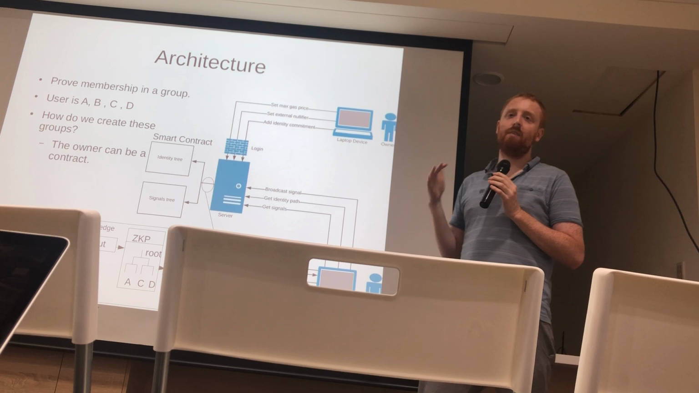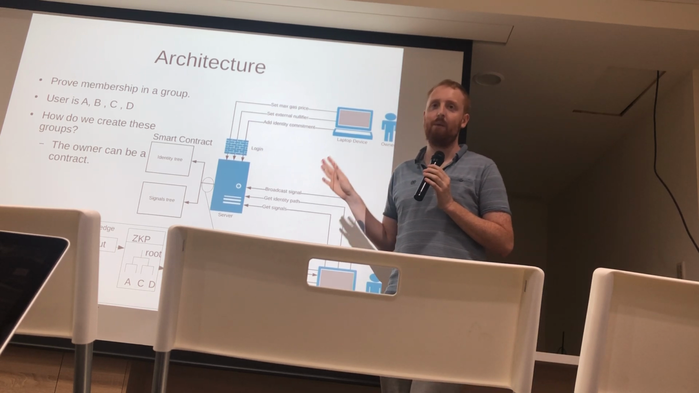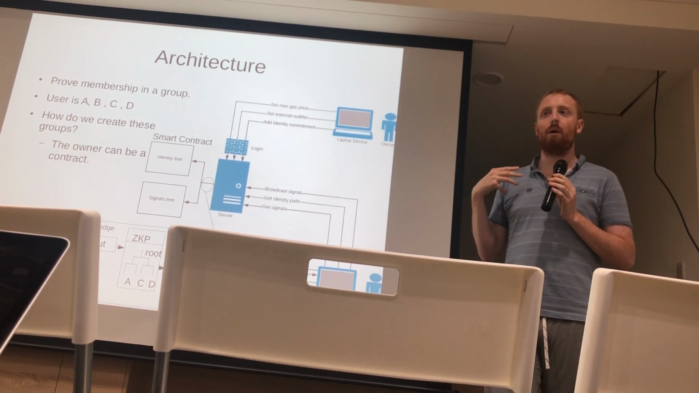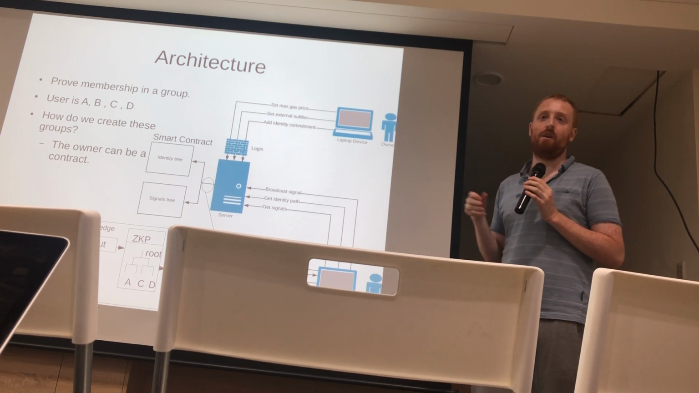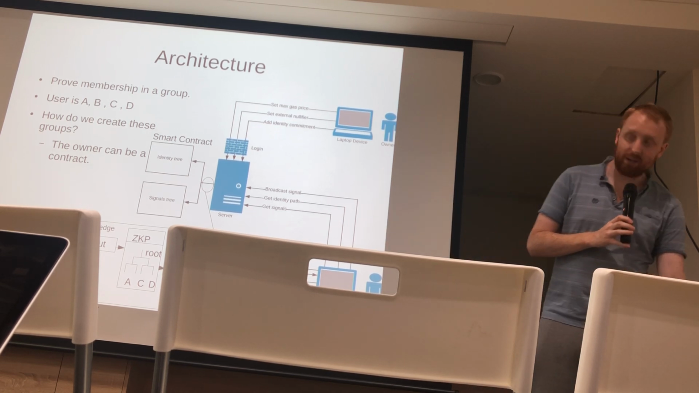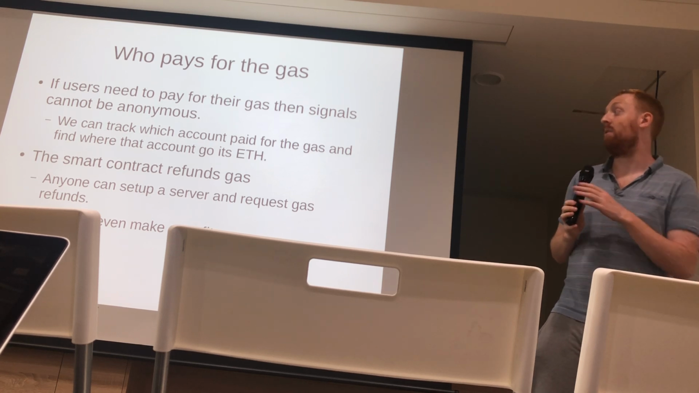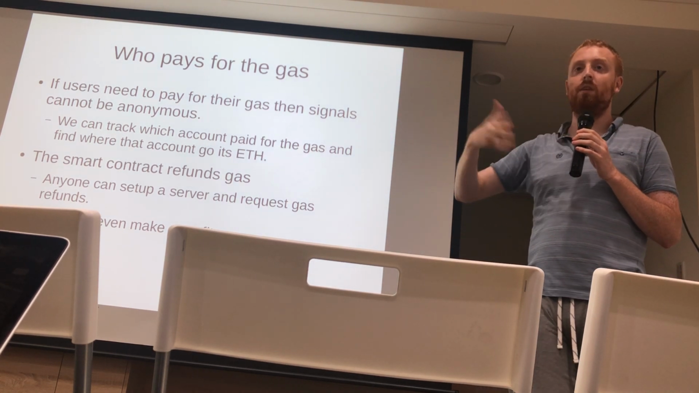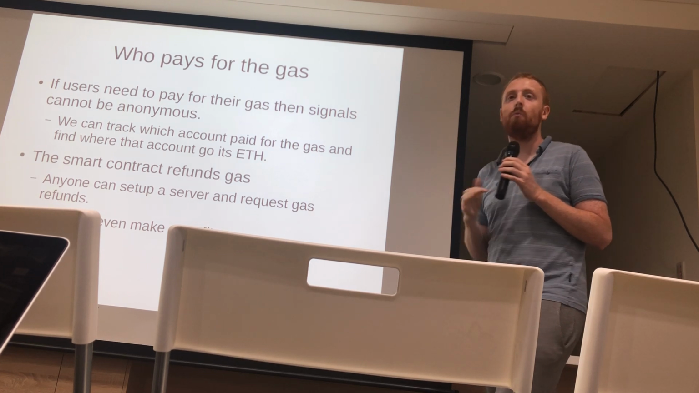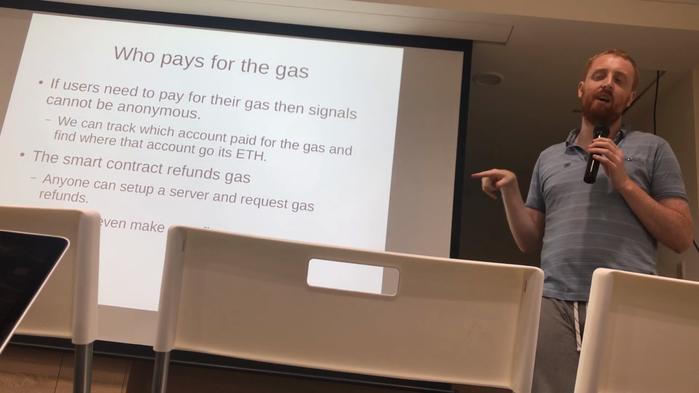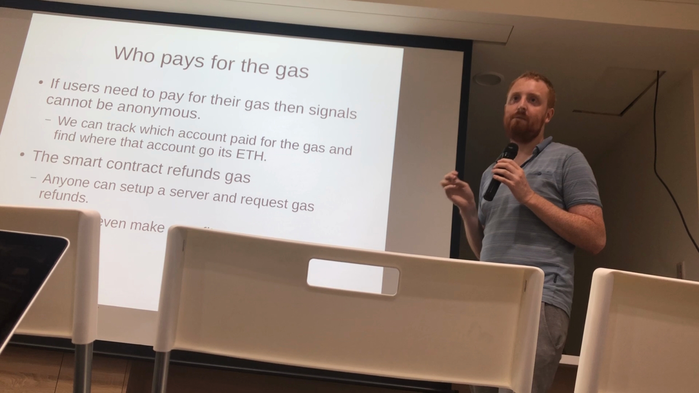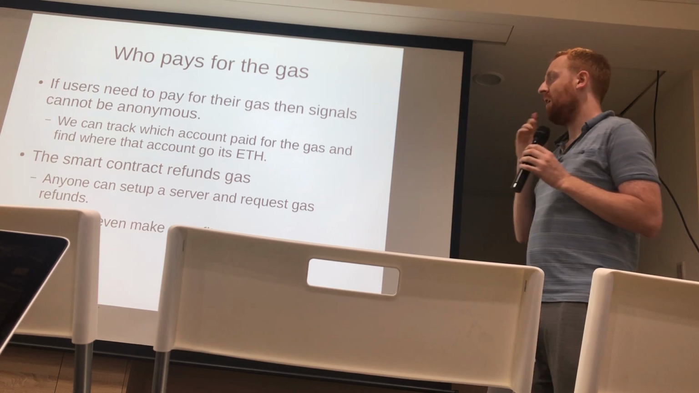But even if that wasn't the case, it's still important that we have a way to hide who pays the gas. The first one basically says that if users pay for the gas, we can find out who they are. Or we can link signals together, and do a kind of meta-analysis to find some things about their addresses.